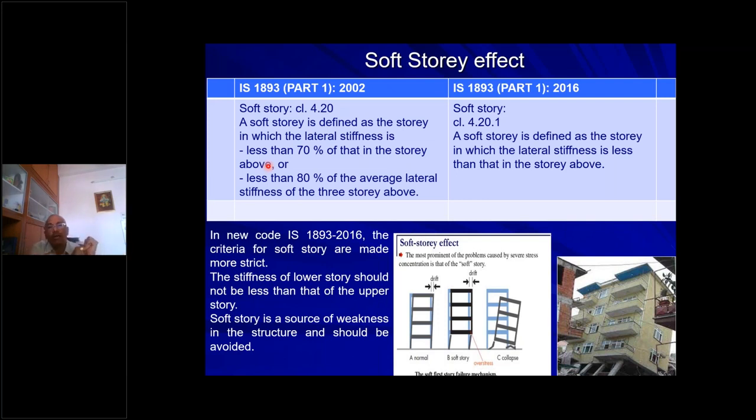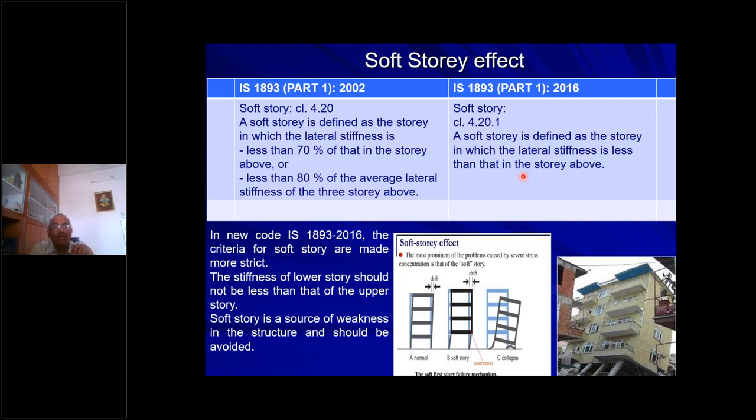But in the new code of practice, that is completely eliminated. So the soft story definition they changed. The soft story in the new code is defined as the story in which the lateral stiffness is less than that in the story above. That's all. There is no 70% or 80% advantage. They have not given that advantage. So you should compulsorily maintain the story stiffness either equal to the story just below that.